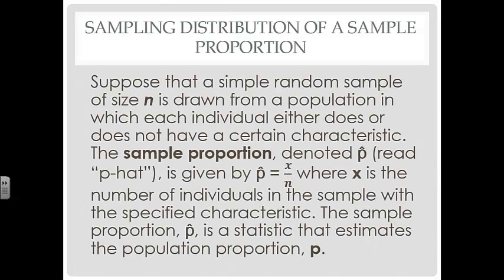Suppose that a simple random sample of size n is drawn from a population in which each individual either does or does not have a certain characteristic. Then the sample proportion, which we call p hat, is given by x over n, where x is the number of individuals in the sample with the specified characteristic, and again, n was the sample size. So the sample proportion, p hat, is a statistic that estimates the population proportion, or the proportion of the population that has that characteristic.